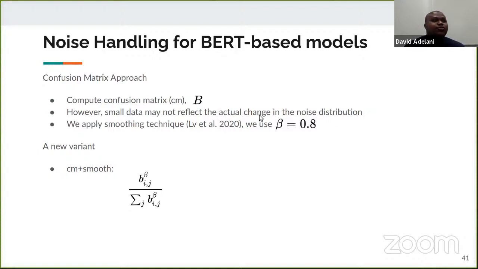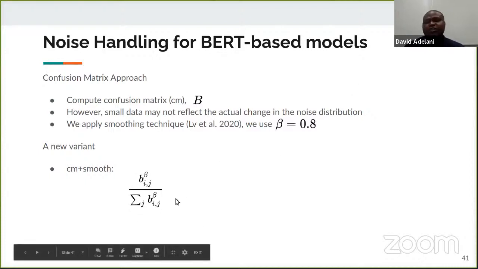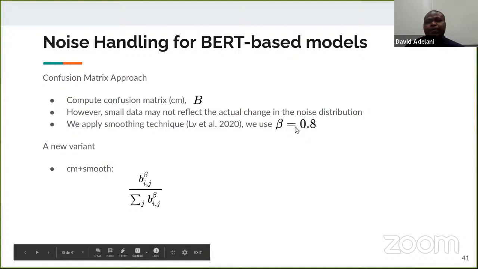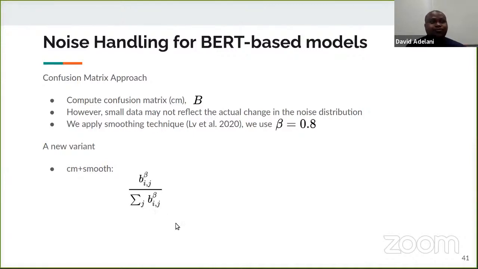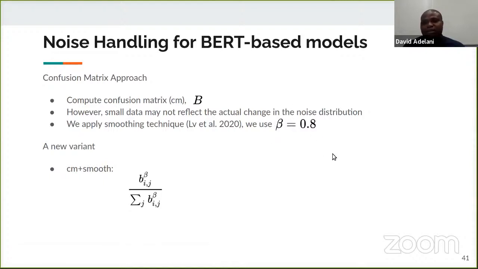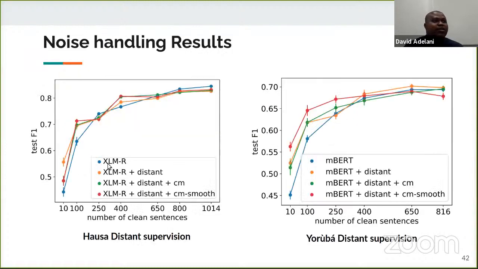And we have some small changes to this, because if you have very small data, it may not reflect the actual change in the noise distribution when you try to compute the confusion matrix. So we apply a smoothing technique based on adding smoothing to matrix-based noise models. And the smoothing is as follows. All the entries of the confusion matrix, we raise to the power beta, and we then normalize by the row sum. And I think in the paper they suggested a beta of 0.8, so we just use the same. And this is the result of our analysis.